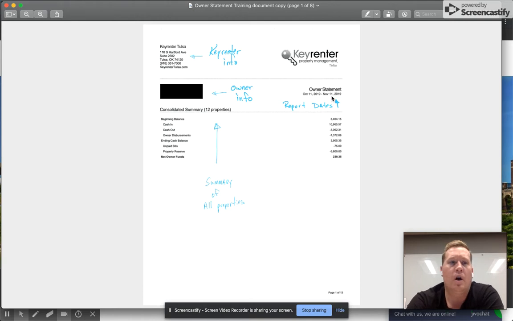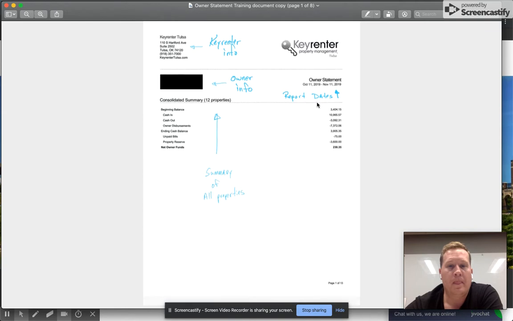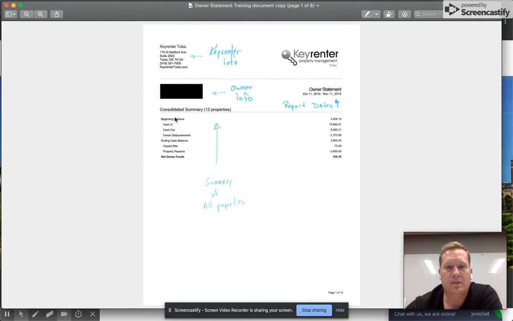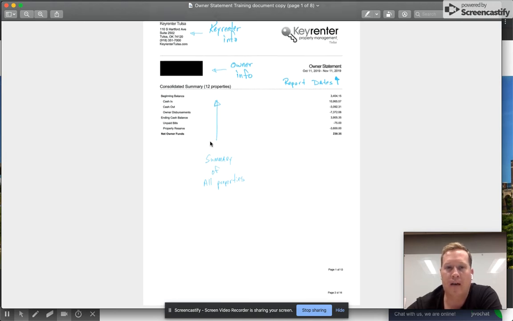Now at Keyrenter, we paid in this particular period from October 11th and paid out on November 10th. So that's just why I've chosen these dates. And then here, this is a consolidated group of 12 properties for this particular owner. If you're an owner with only one property, you'll just see this one page, and that's all you'll have.